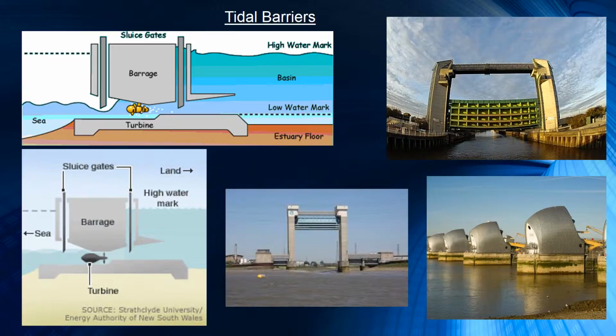Then the sluices are opened, the turbines are disconnected, and the basin is filled again. The cycle repeats itself many times. Ebb generation can also be known as outflow generation.